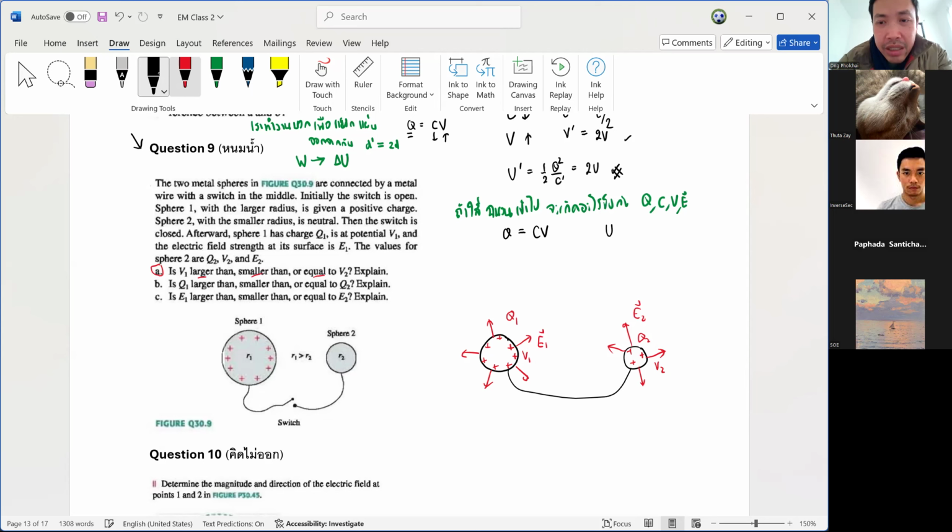So the potential energy inside the charged capacitor would be 1/2 QV, which is equal to 1/2 CV squared or 1/2 Q squared over C. So we have two formulas to use. Okay, please type in the chat what you think about the potential. Is V1 larger than, smaller than, or equal to V2?